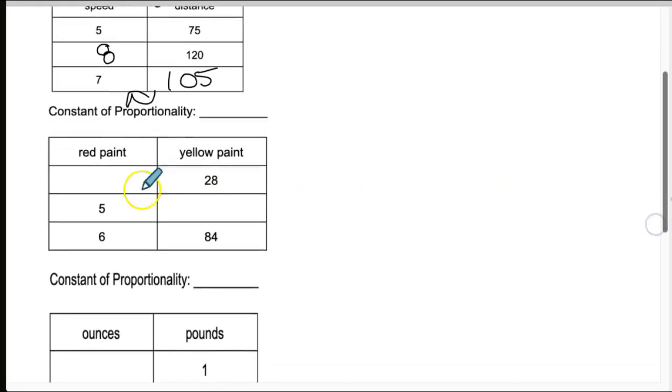Come down to the second one. I have these two. 84 divided by 6 is 14. So multiply going this way, or divide going this way. 28 divided by 14 is 2. 5 times 14 is 70.